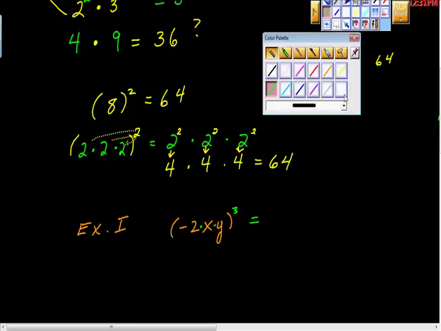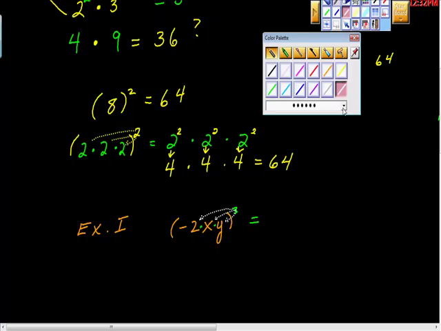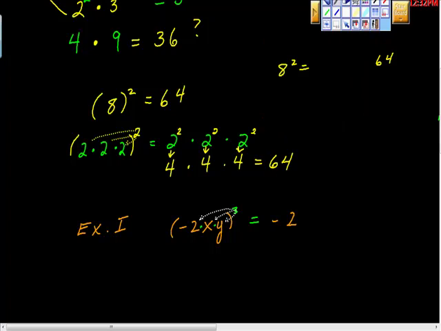So what are we going to do with this 3? Think about it. We're going to distribute it to here, and to here, aren't we? And therefore, when we rewrite this thing, it's going to look like this, isn't it? We're going to have negative 2, x, y, and all raised to the third power. So this is negative 2 to the third power, x to the third power, y to the third power.